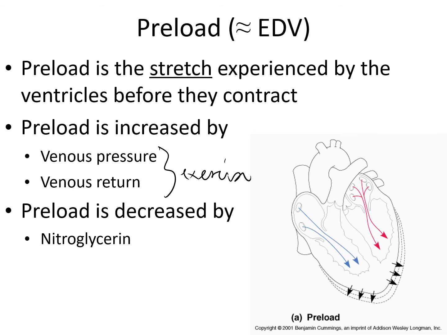Preload is decreased by nitroglycerin. Nitroglycerin is a drug that helps to reduce the amount of oxygen demanded by the heart muscle tissue. Therefore, if you have nitroglycerin in your system, then preload will decrease. That means the stretch in those walls will decrease. That's why nitroglycerin tablets are given to people who may experience angina, because it reduces the load of oxygen required for the heart to operate.